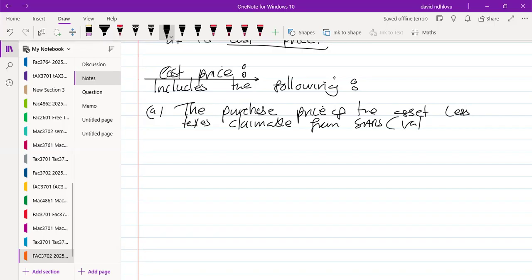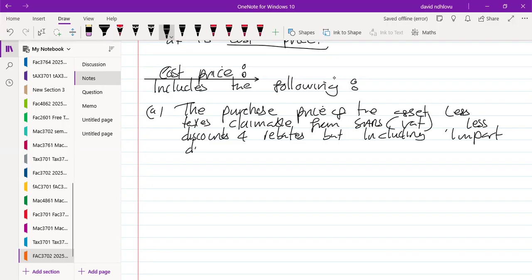Right, in particular, VAT, so it would be less the taxes claimable from SARS, less any discounts offered, and rebates, but including import duties, and other taxes not claimable from SARS.